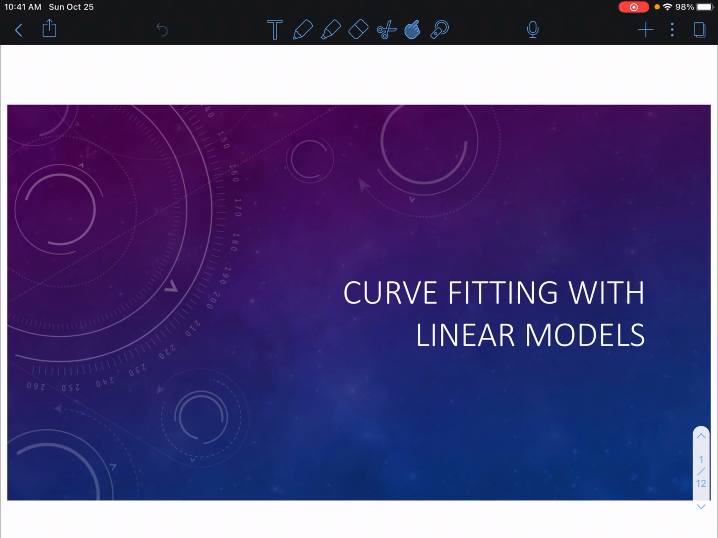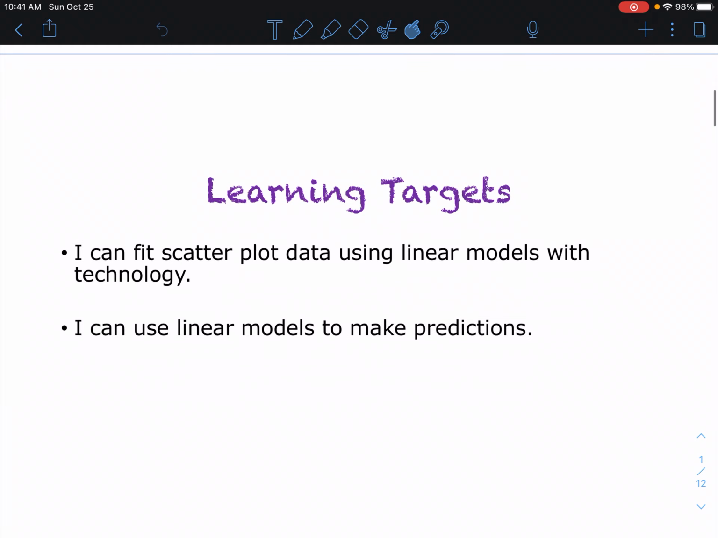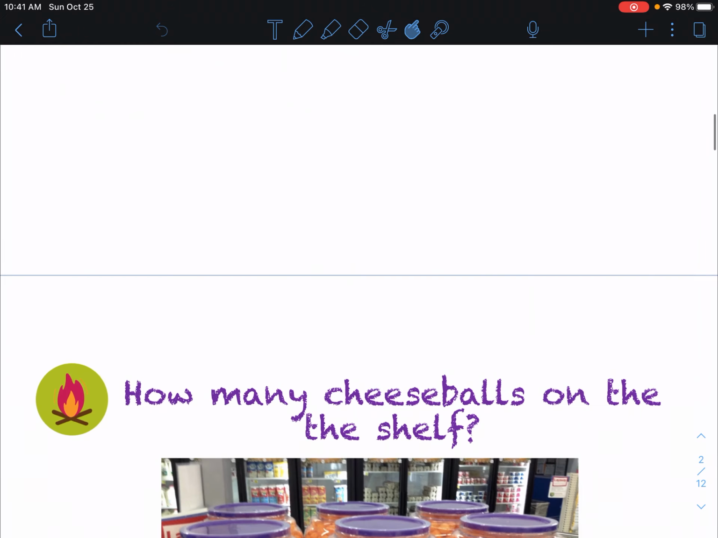Okay, so this is our first part of curve fitting with linear models, and we're going to develop our own linear model using our graphing calculators. But today we're just going to learn a few things before we do that. All right. So eventually we're going to work on making a scatter plot using our graphing calculator, and then using those linear models to make predictions, which is really why we make a linear model.